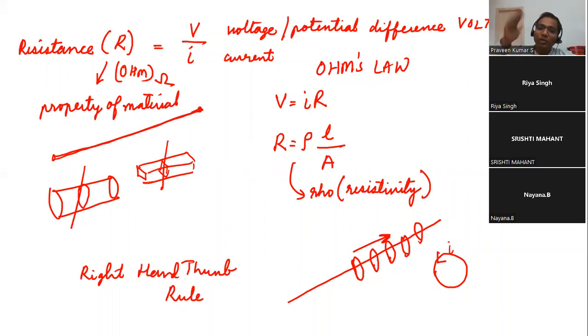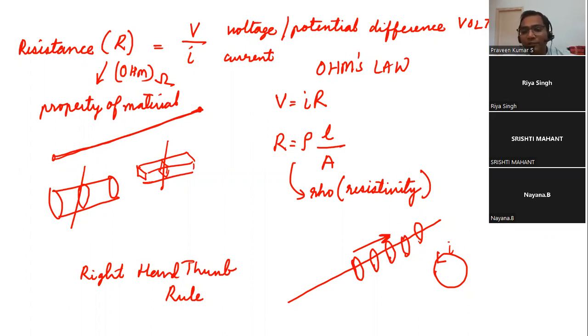So you just use the right hand. If the current is flowing in a straight line, you use the thumb to show the direction of the current, then the fingers will tell you the direction of the magnetic field. If the current is flowing in a circular direction, then curl your fingers along the direction of the current, then this thumb will tell you the direction of the magnetic field.